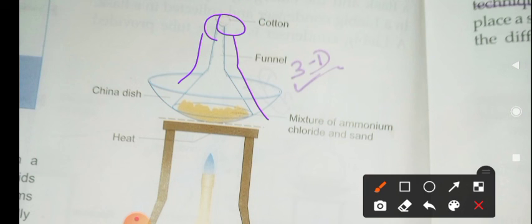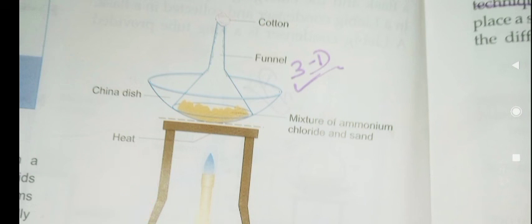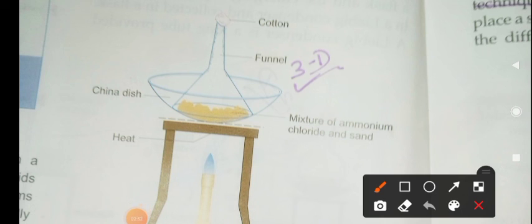You can see small pieces of ammonium chloride on the inner part of the funnel stem, and that is nothing but the ammonium chloride. The hot vapors of ammonium chloride enter the funnel stem, and after the cooling process they once again become solid. That's why they are collected here. So this is the sublimation process. By this method we can separate a solid mixture, provided one solid is easily sublimable.